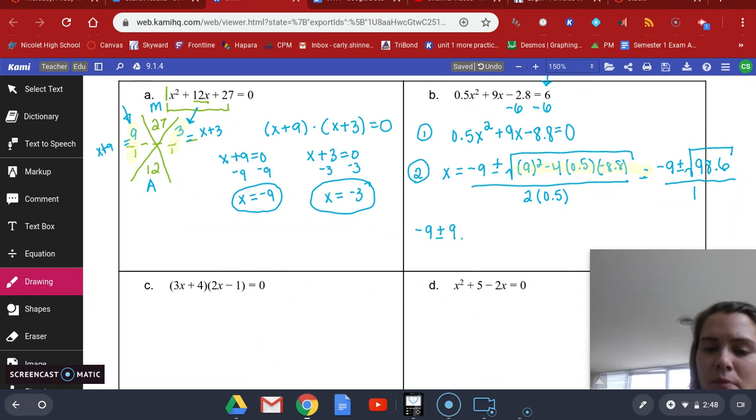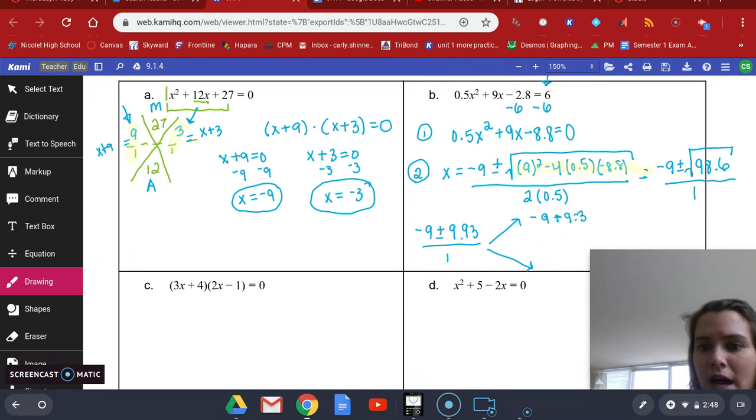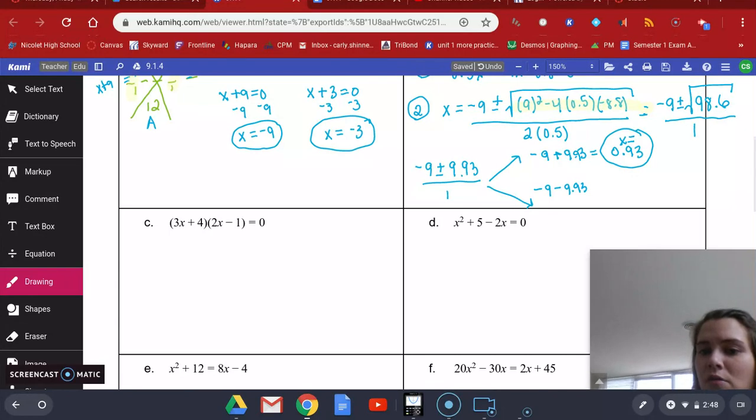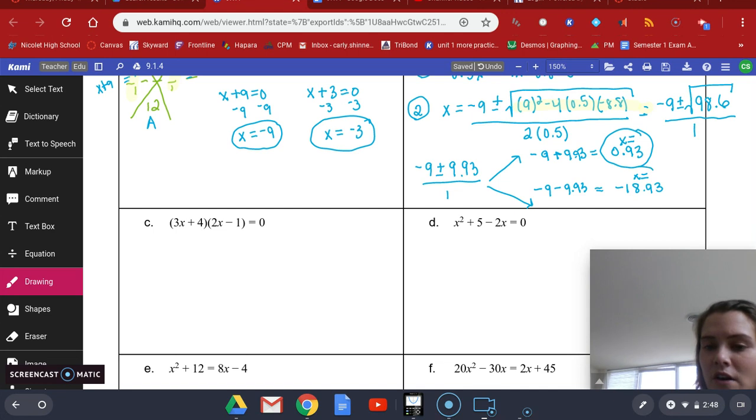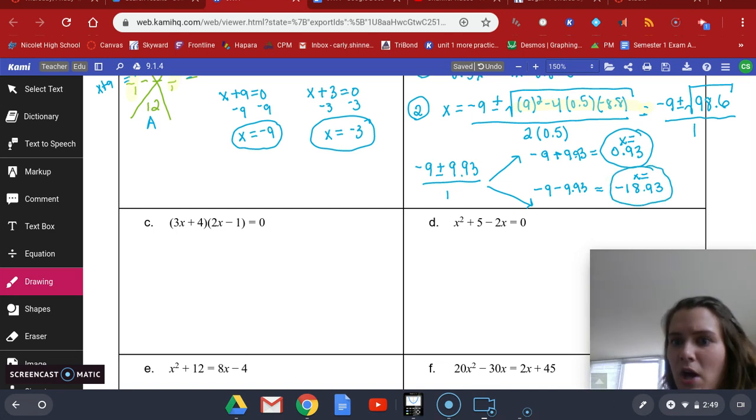So I get 9.93 all over 1. I don't need to write that anymore, probably. All right, so my first answer is going to be negative 9 plus 9.93, I'm sorry. And then negative 9 minus 9.93, okay? So the 9s are going to cancel each other out, and I'm just going to be left with a positive 0.93 here. And then negative 9 minus 9.93, that's going to be negative 18.93. You can use a calculator if you're like, I can't add or subtract with icky decimals.